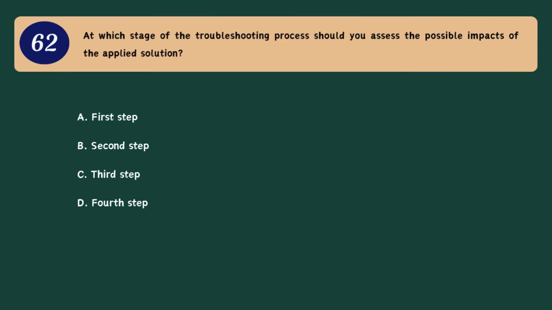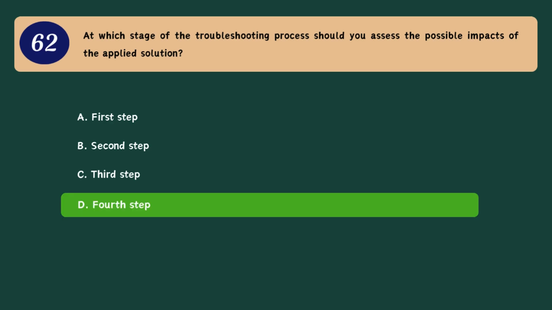Question 62. At which stage of the troubleshooting process should you assess the possible impacts of the applied solution? A. First step. B. Second step. C. Third step. D. Fourth step. Correct answer. D. Fourth step.